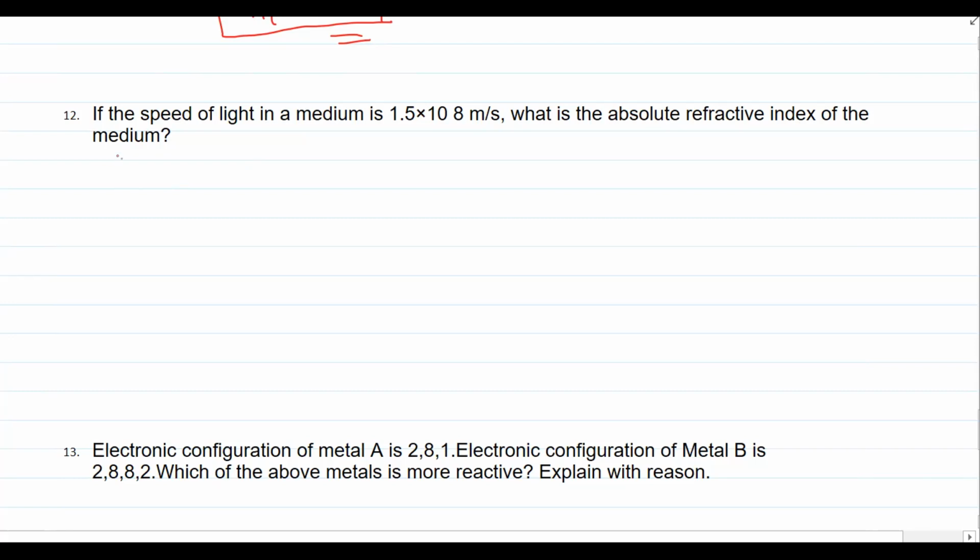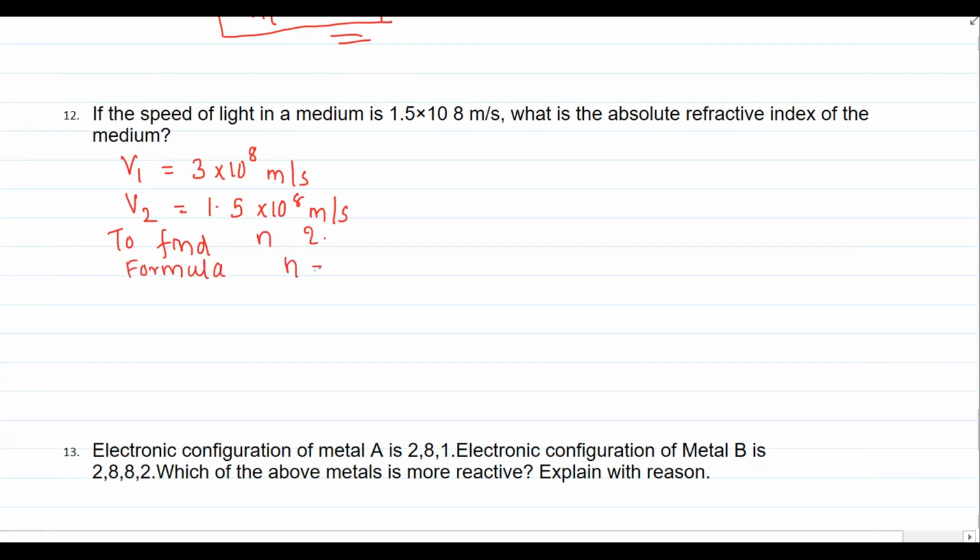The velocity of light in vacuum we know 3 into 10 raised to 8 meter per second. That is V1 is equal to 3 into 10 raised to 8 meter per second. Speed of light in the medium is given. Let it be V2. V2 is equal to 1.5 into 10 raised to 8 meter per second. Now we have to find out absolute refractive index of the medium. That is, we want to find out N. Okay, absolute refractive index. Formula we know refractive index N is equal to V1 upon V2.